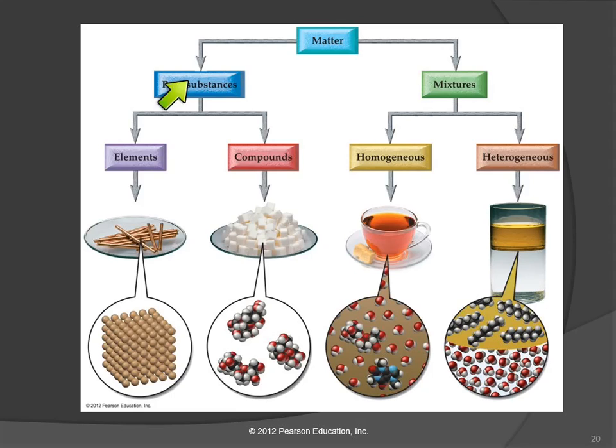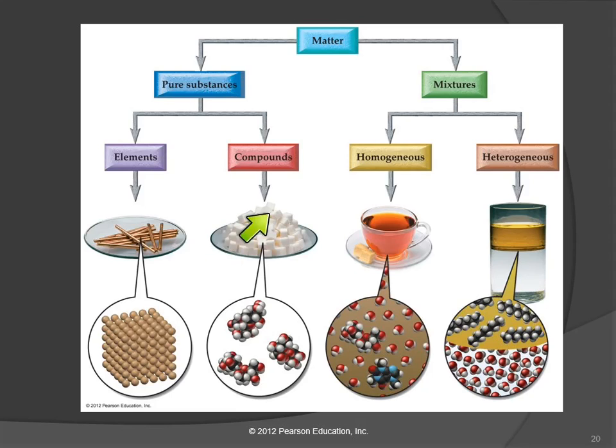So pure substances are divided into elements and compounds. Elements are composed of atoms, and you can't break it down into anything simpler. It's already as simple as it can be. The compounds, though, contain molecules. They contain groups of atoms. You can separate those groups of atoms, the molecules, into individual elements.